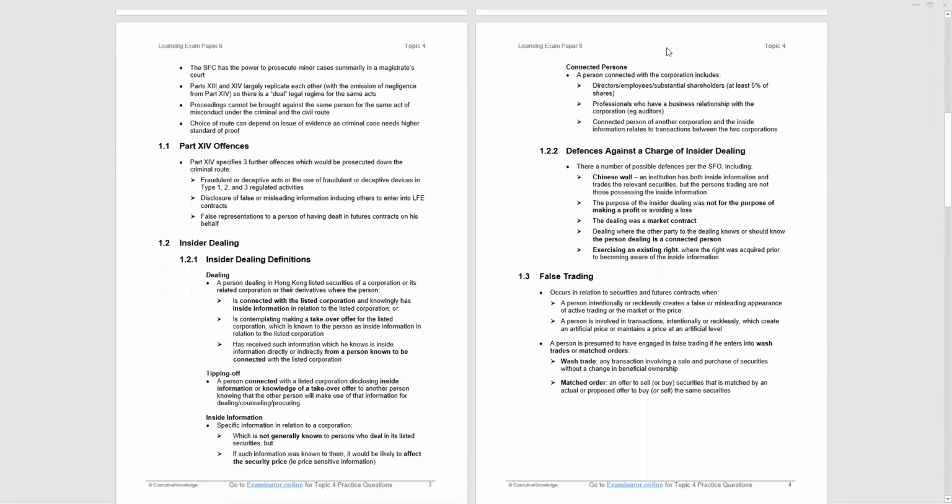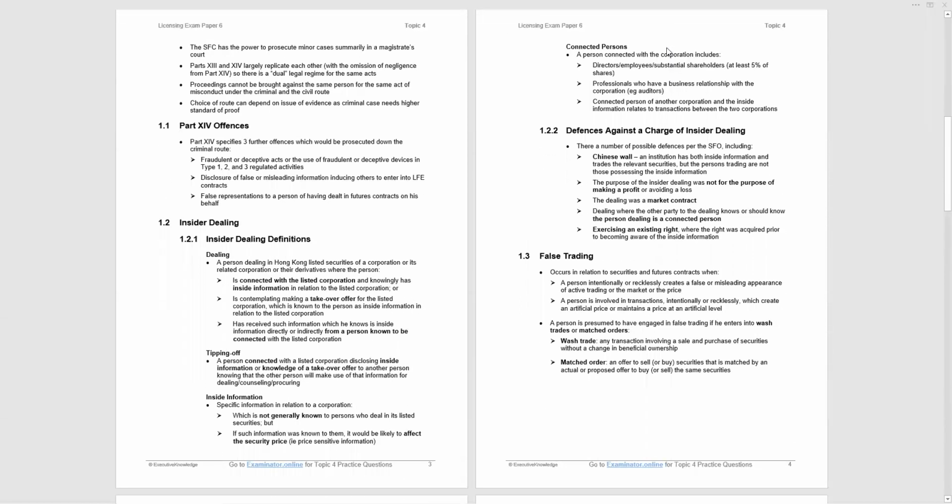Now, there are 1 or 2 other features with regard to the prosecution of market misconduct at the top of page 3. The SFC has the power to prosecute minor cases summarily in a magistrate's court. Parts 13 and 14 replicate each other. Part 13 covers civil law, part 14 criminal law. And as I've said, there's no double jeopardy, and choice of route can depend on the issue of evidence, as a criminal case needs a higher standard of proof. Part 14 offences are pure criminal, and 3 of them are listed there.